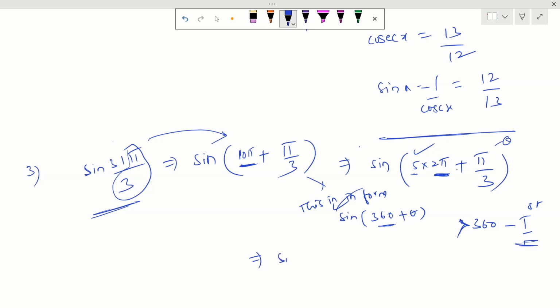Then we can write sine. So it is positive, and then it is sine pi by 3. Sine theta is pi by 3. Sine pi by 3 is what? 60 degrees. So sine 60 degrees is root 3 by 2. Understood?